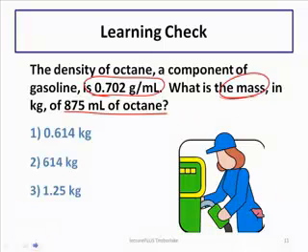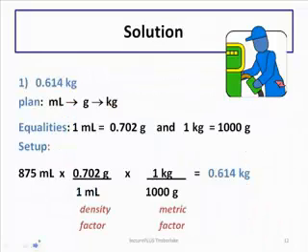So how would we lay that out with a factor label? Well, we're going to start with the volume that it gave us. Here we want milliliters to cancel. Okay, so we're going to use our density, and then it wanted it in kilograms, so then we're going to convert finally from grams to kilograms.